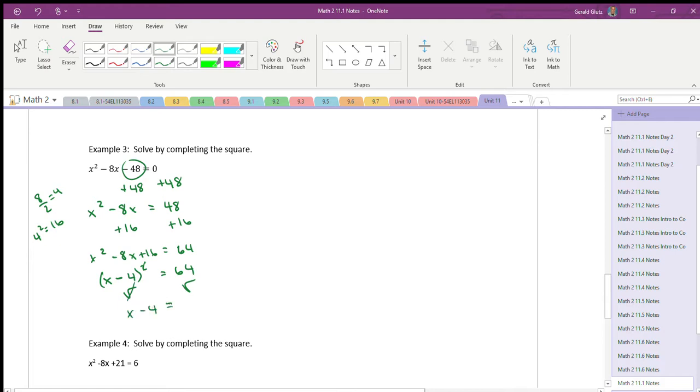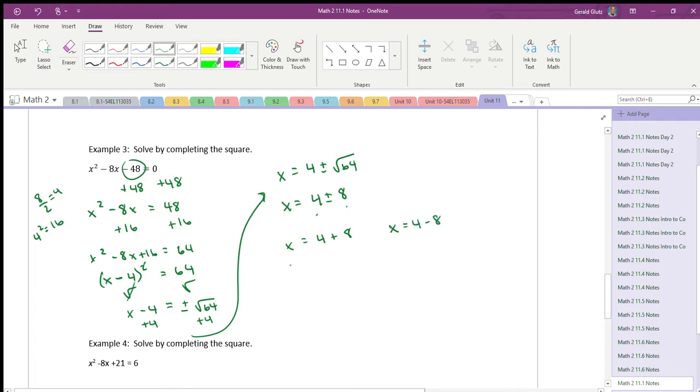So then we're left with x minus 4 is equal to plus or minus the square root of 64. Add 4 on both sides. So x is equal to 4 plus or minus the square root of 64, but I know the square root of 64 is 8. Again, these are both whole numbers, so I can simplify them even more. So I have 4 plus 8, and then 4 minus 8. So 4 plus 8 is 12, and then 4 minus 8 is -4.